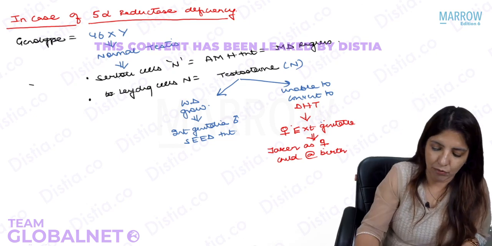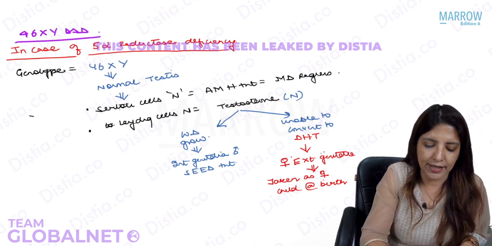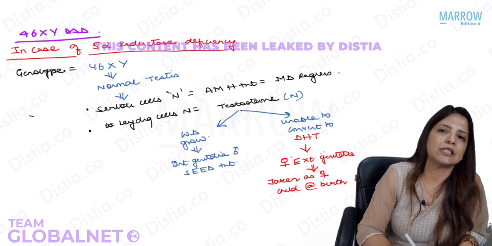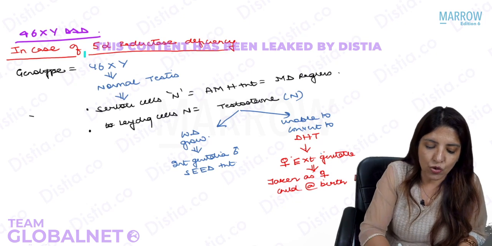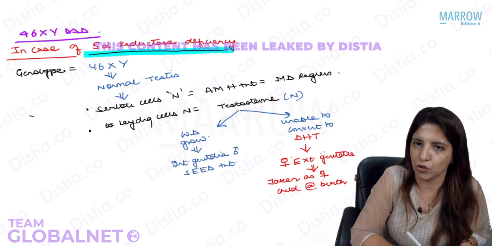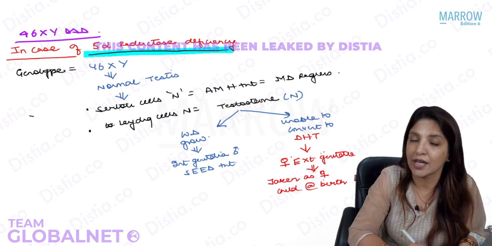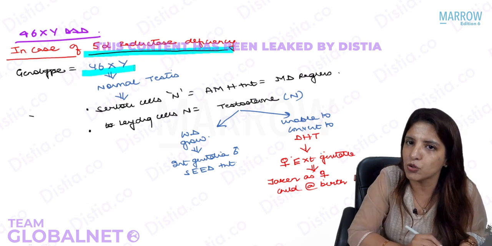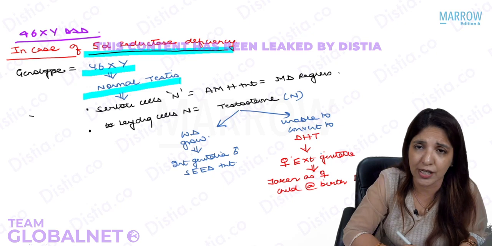Now just one thing more. So I'm coming back to 46XY DSD. In 46XY DSDs, there is one more DSD which you have to remember, and that is a case where there is 5-alpha reductase deficiency. So if there is a 46XY individual and they have 5-alpha reductase deficiency, what are you going to get? See, because the genotype is 46XY, because the Y chromosome is present, that is why the gonads will be testes and they are normally functioning testes.